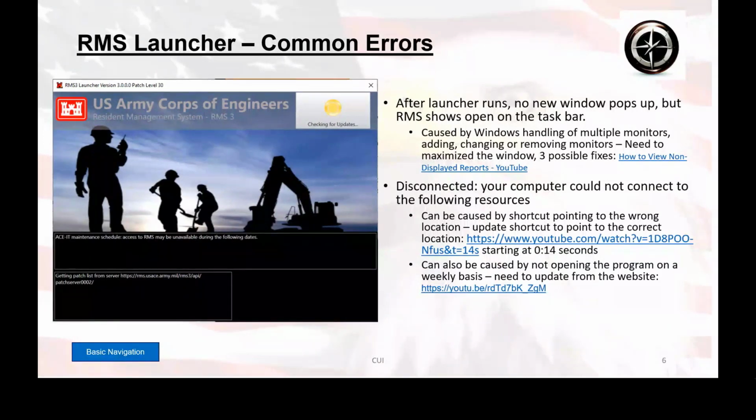Now, there are some common errors that come with the RMS launcher, and the biggest one is you get the error message, disconnected. Your computer could not connect to the following resources. And then, of course, it'll give you some kind of number. Usually, there are two causes for this one. Your shortcut is pointing to the wrong location, in which case you need to update your shortcut to point to the right one. Here is a YouTube video which will walk you through the steps of how to correct that if that is your problem, or even how to check it.